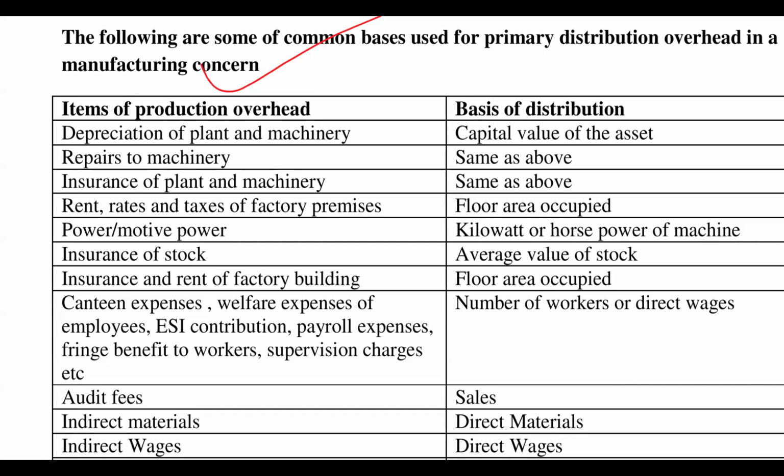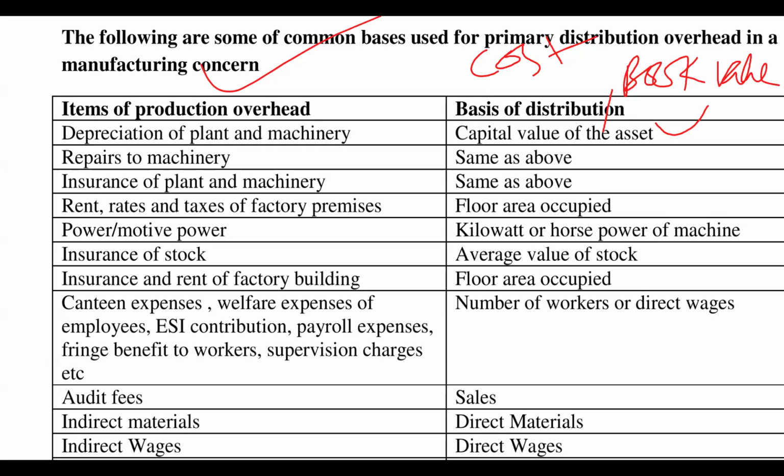The depreciation of a plant, a factory, or machinery. Please, it is allocated by the capital value of the what? Of the asset, or the net book value. You get the point, the book value of the asset. If you don't have the book value, you can sometimes have it written as the cost of that particular asset. So these are non-current assets.